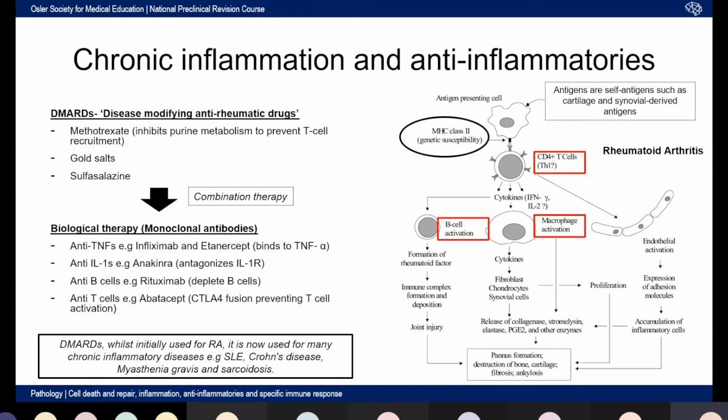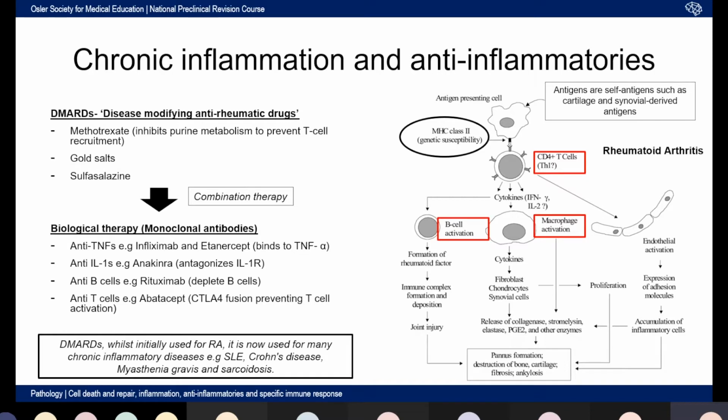Now, chronic inflammation, I've included the diagram on the right because that is essentially how rheumatoid arthritis occurs. There's some form of self-antigen that activates T cells, and that goes on to activate B cells and macrophages, and then that leads to a bunch of actions that lead to large inflammation taking place within the joints. Now, there are 3 cell targets that, if we target them, we can treat or maintain rheumatoid arthritis, and that's important for us.